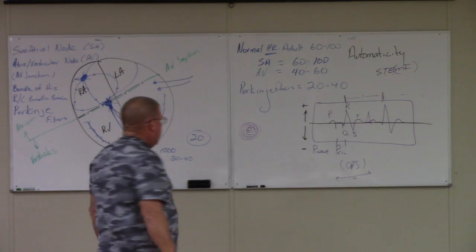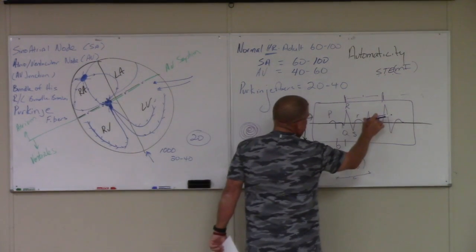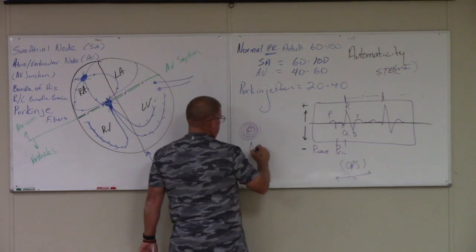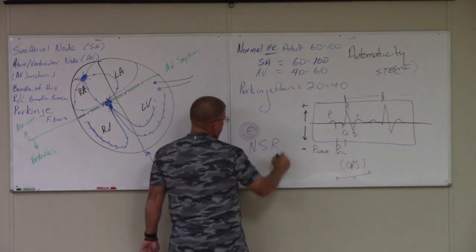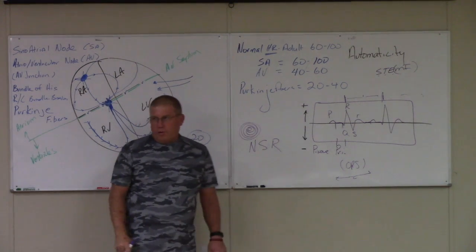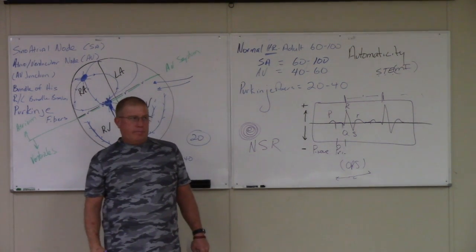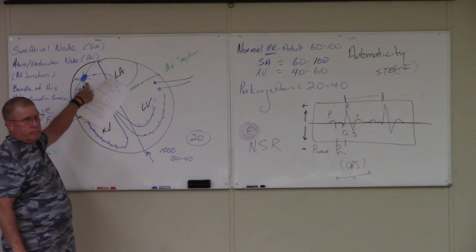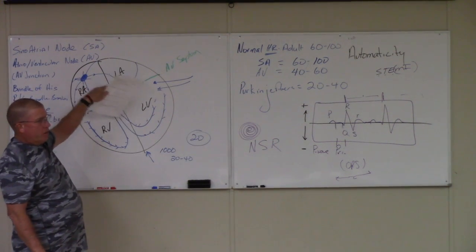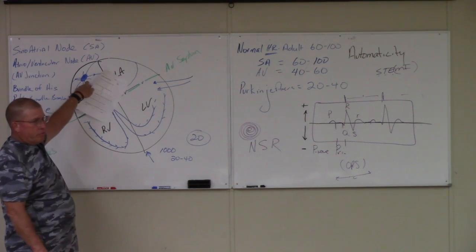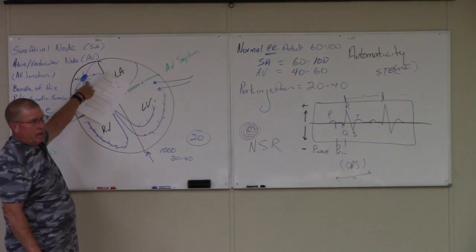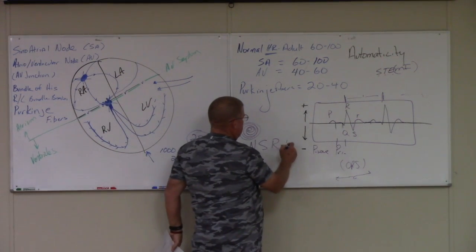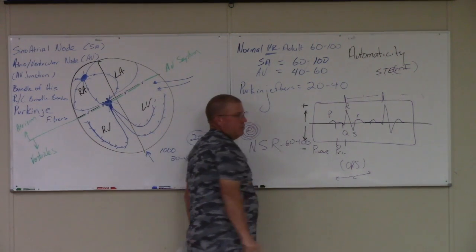So what we call this, without this right here, is a NSR. Normal sinus rhythm. Normal means it originates here. Sinus means originates in the sinoatrial node, SA node. Okay. To be NSR, it's got to be 60 to 100. Okay.